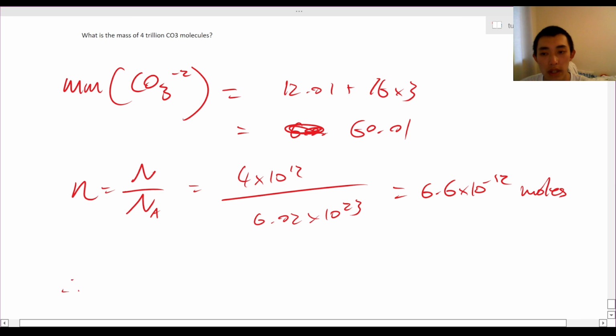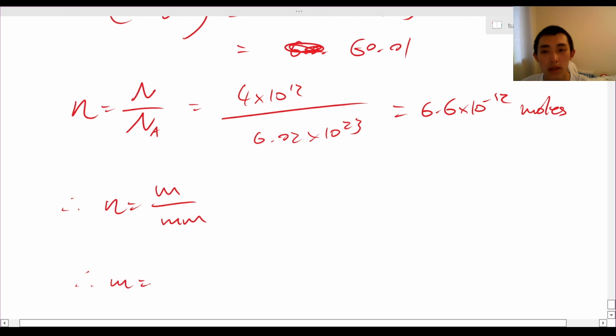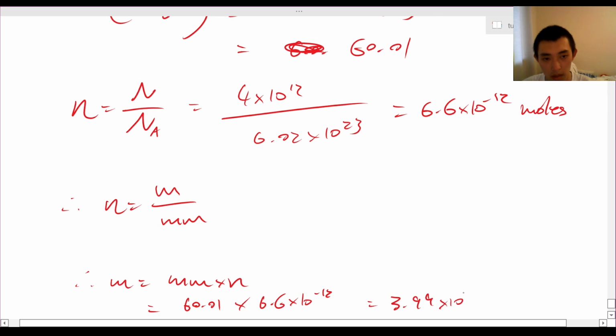And therefore, moles is equal to mass divided by molar mass, so mass is equal to molar mass times the number of moles you have, which is 60.01 times the moles, 6.6 times 10 to the negative 12, which is equal to 3.99 times 10 to the negative 10 grams.